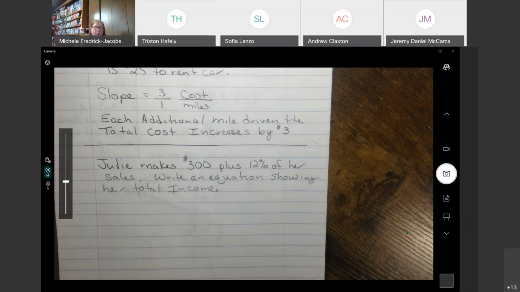Do we want to use X and Y, or do we want to use S for sales and I for income? Okay, we'll use S and I. You need to be careful because sometimes S's look like 5s.